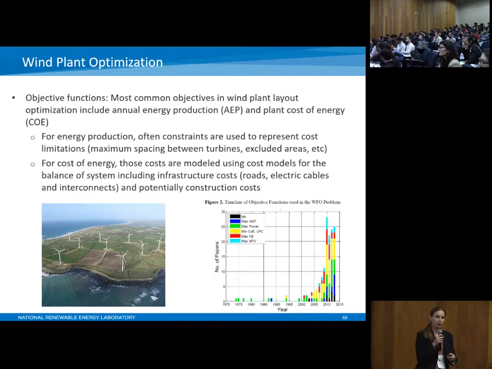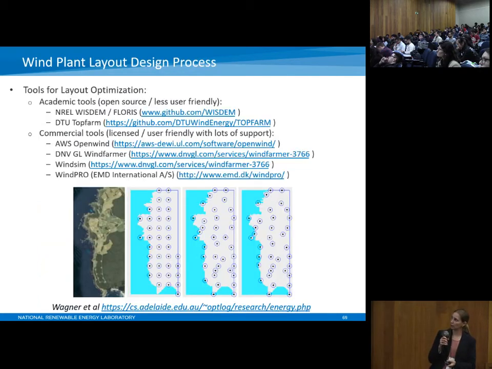So what we've seen more recently is full cost of energy optimization for wind plant layout design. So tools like OpenWind, et cetera, which I'll get to in a moment, actually do optimization at the cost of energy level, because the types of designs you get when you just maximize the AEP of your site tend to be unrealistic, not what you would build in practice. So that's kind of the trend in the research space. Here's a bunch of different tools that you can use for doing wind plant optimization.